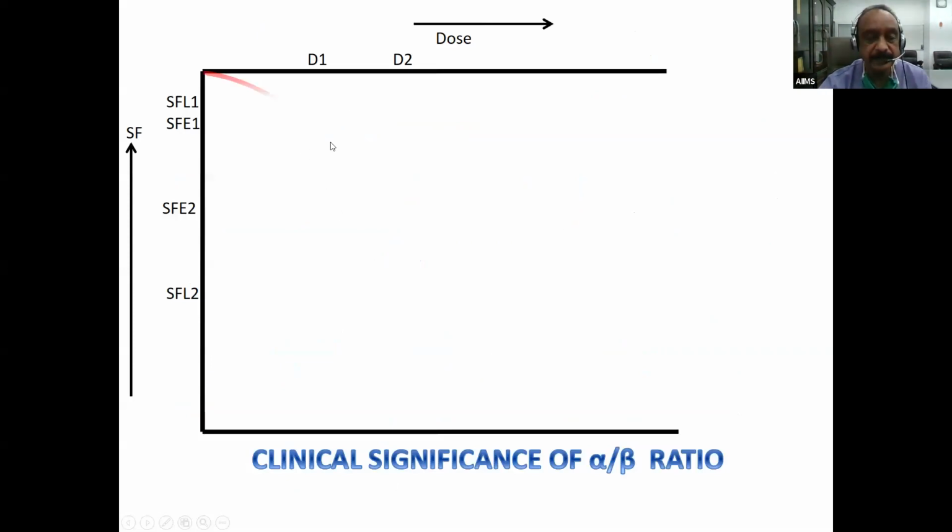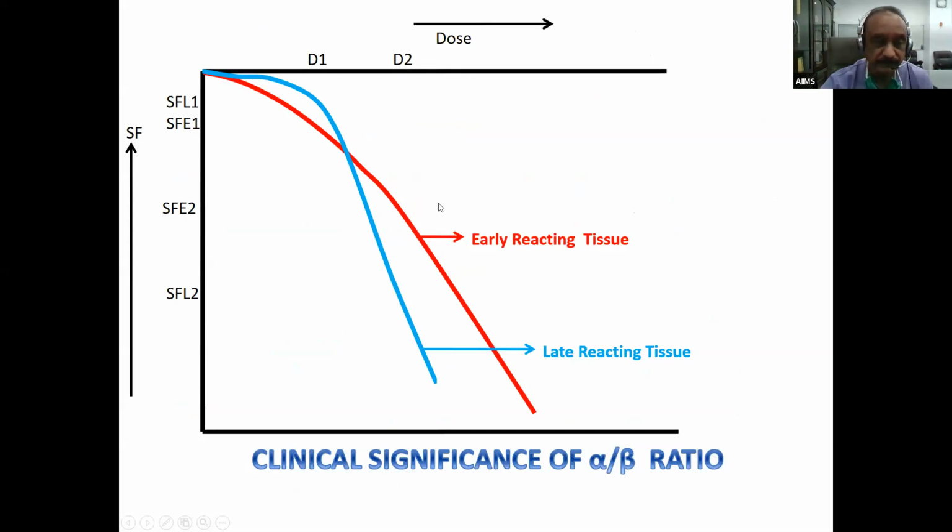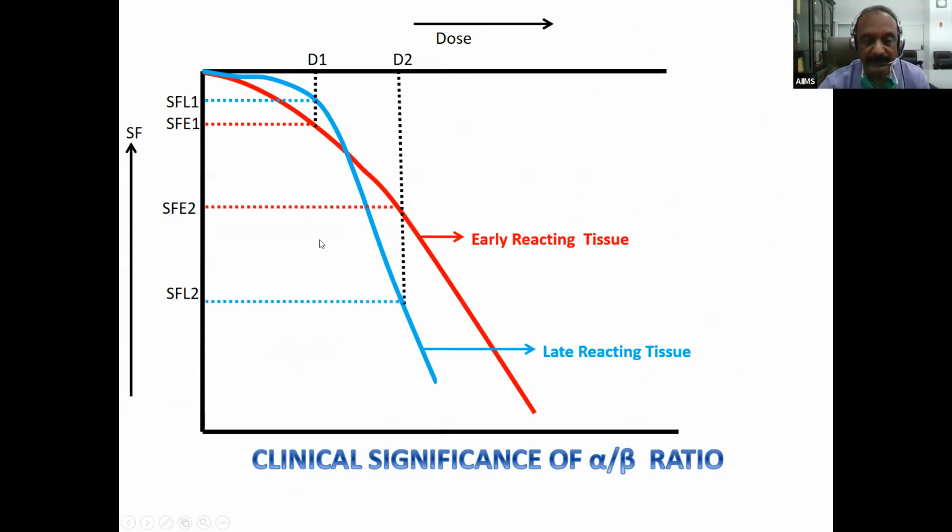Same thing here I am trying to explain. Now this is the cell survival curve for early reacting tissue. This is the cell survival curve for late reacting tissue. If you deliver say D1 dose, it will reduce survival fraction in both types of tissue. When you increase the dose from D1 to D2, it further reduces survival fraction in both types of tissue, but you observe that the reduction in survival fraction is much more in late reacting tissue as compared to early reacting tissue.